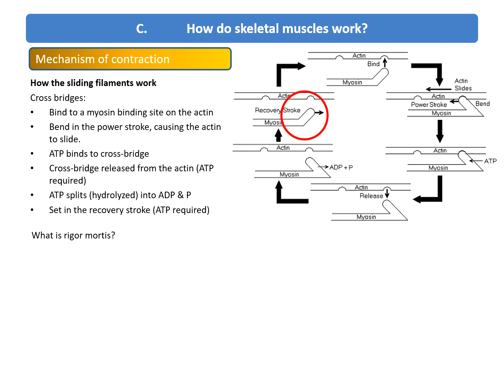What is rigor mortis? Rigor mortis is the state of muscles after death. They become rigid because as the ATP has run out, the cross bridges can't be released from the actin, and the muscles are locked in whatever state they were in when death occurred.